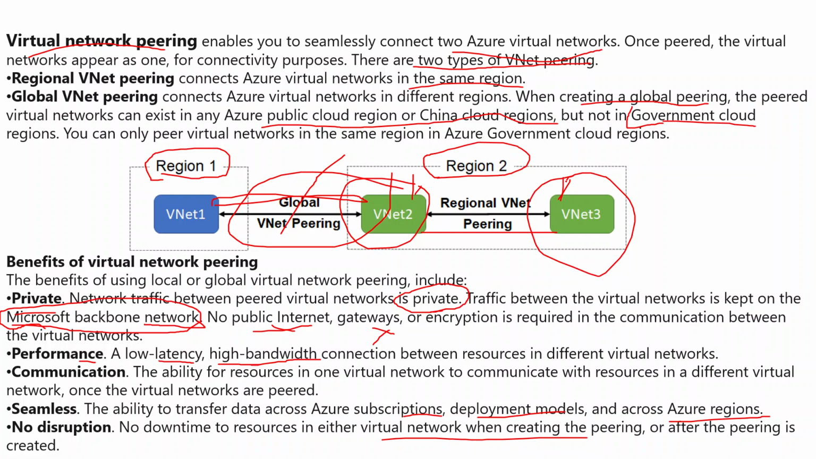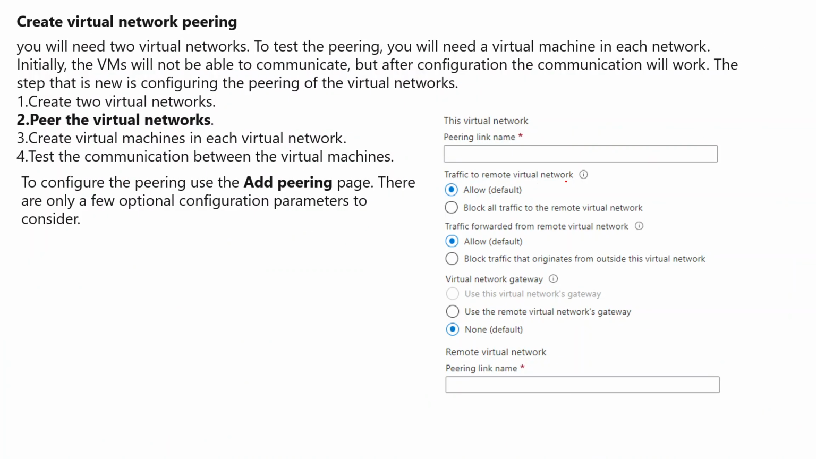Now you can see in the demo I will show in the next 15 minutes how to create a virtual network peering. Generally, to create any virtual network peering, you definitely need two virtual networks, and to test the peering you will need a virtual machine in each network. To test whether the peering is working fine, you should have some device. Here the device is a virtual machine: we create one virtual machine in one VNet and one more virtual machine in the other VNet. If you are able to ping the virtual machines in both, then the peering is established.